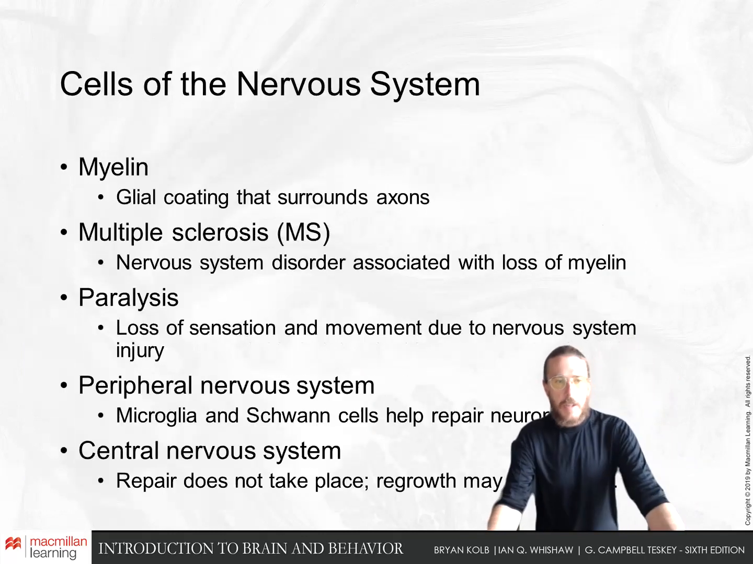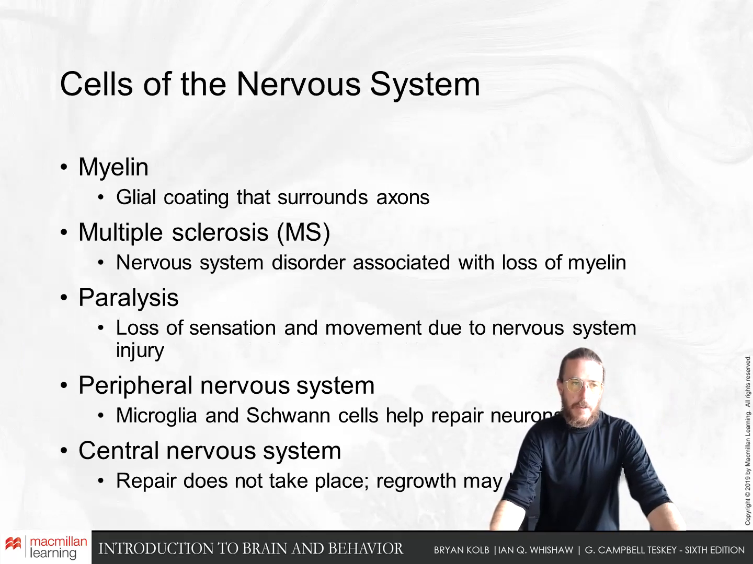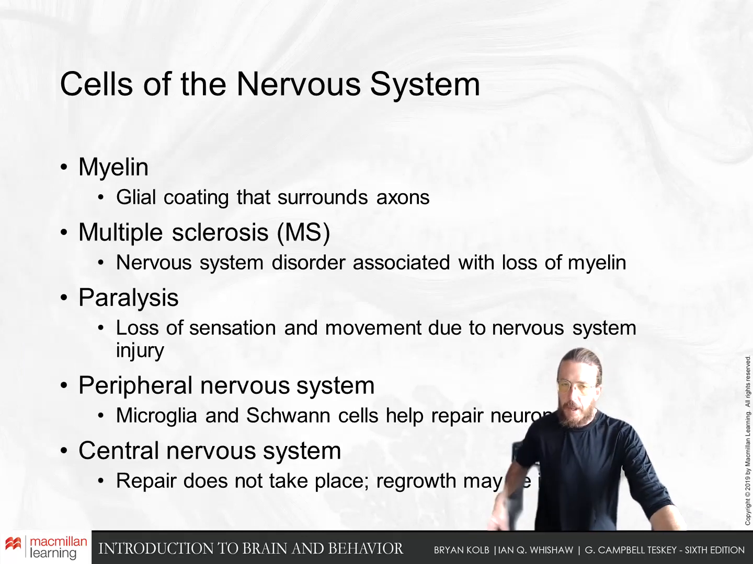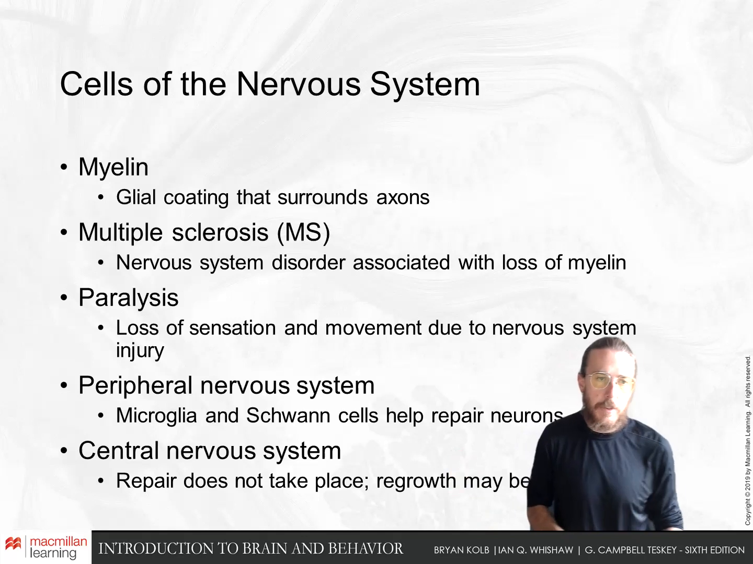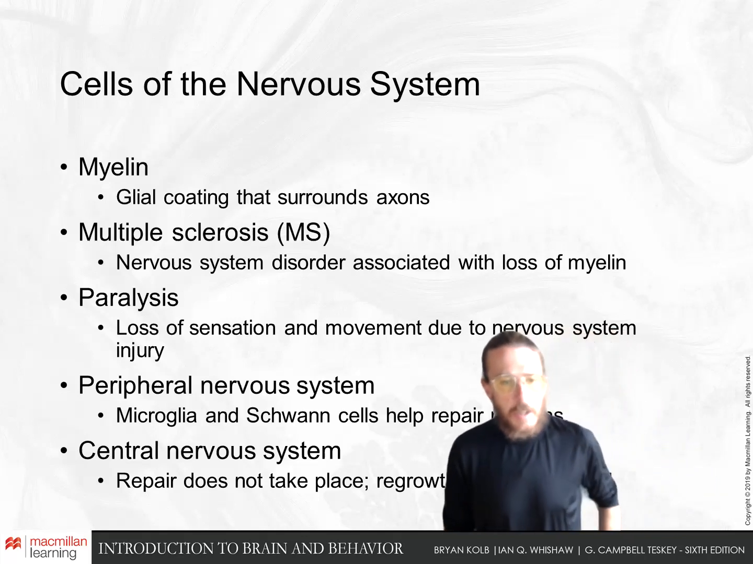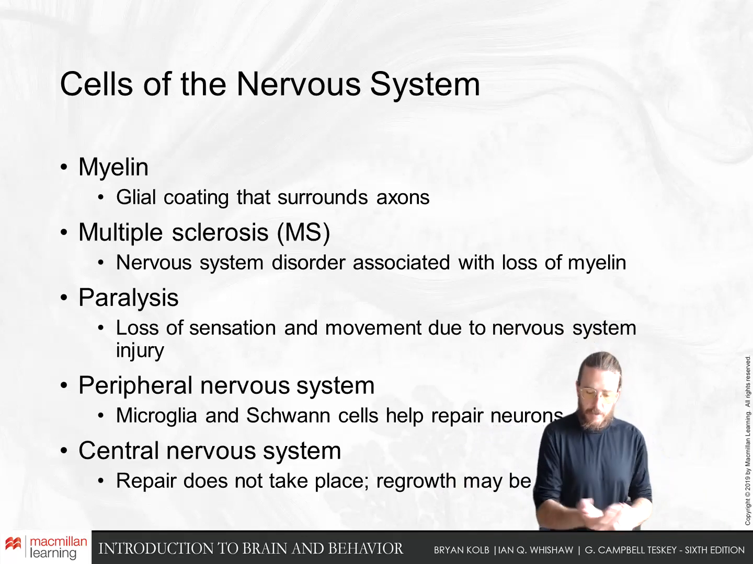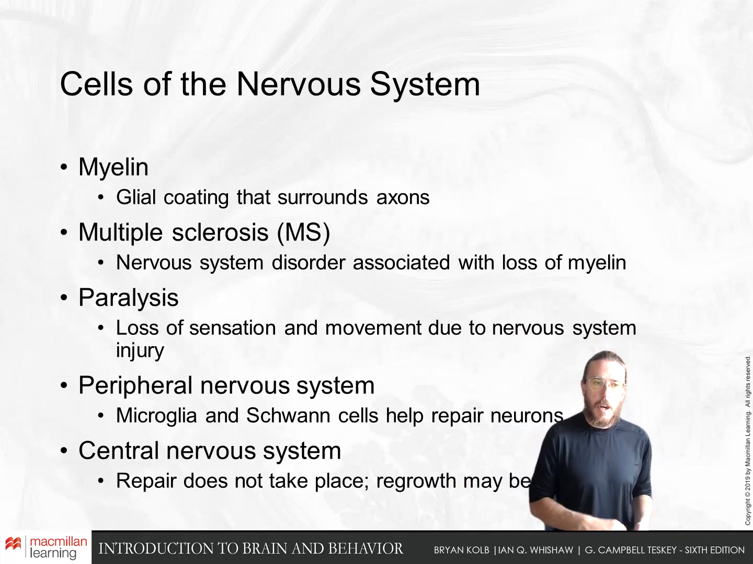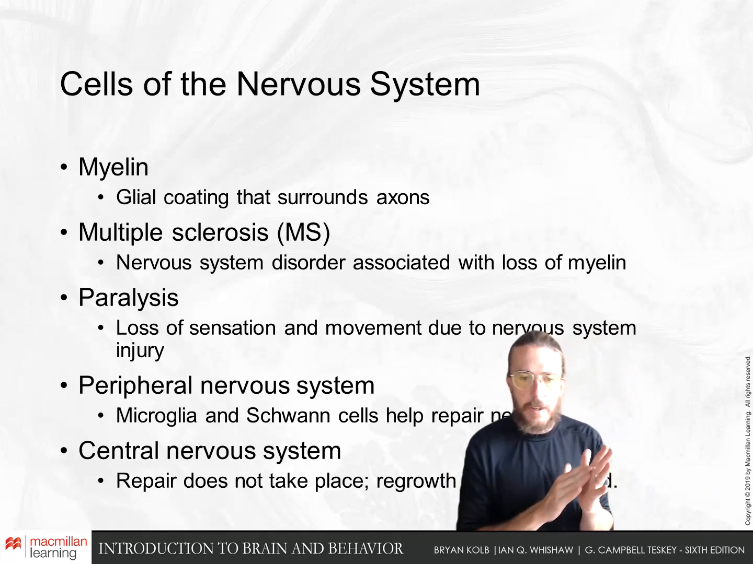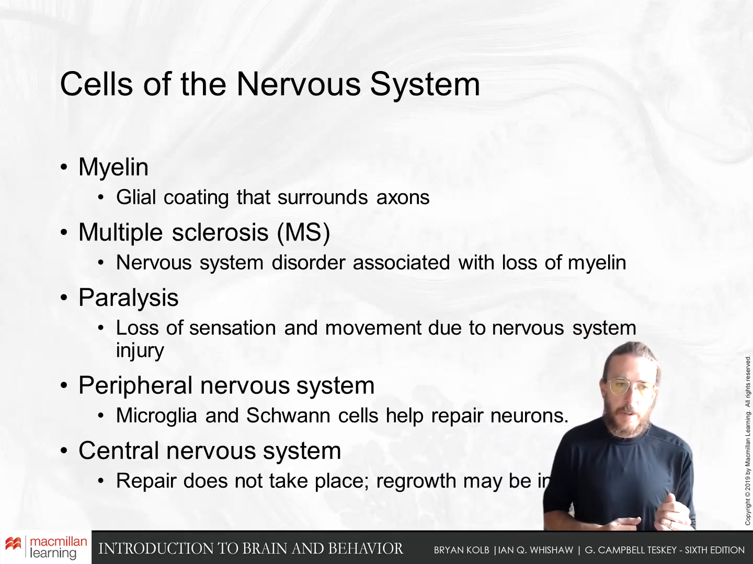So this glial coating that surrounds axons, multiple sclerosis is a nervous system disorder where this myelin breaks down and therefore the conduction of information through the nervous system is delayed. Paralysis can occur due to damage of the nervous system, but when these axons are severed, for instance, in your wrist or arm, you can get a severing of some axons and lose sensation and movement in all the downstream areas.